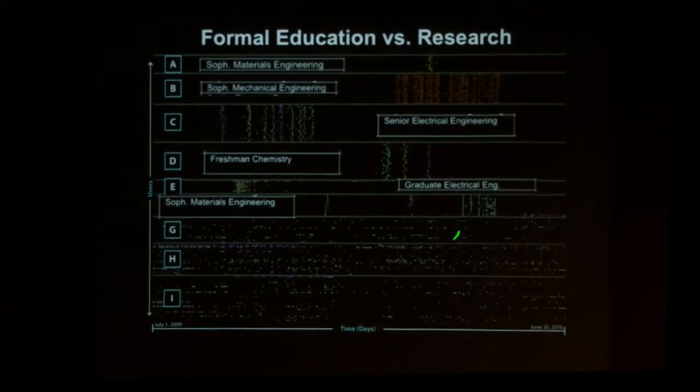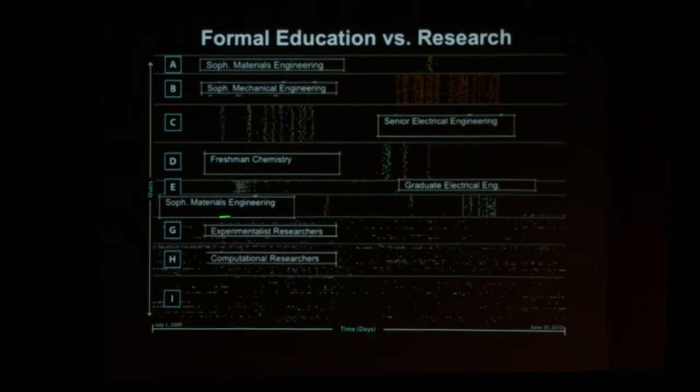And then we have people that are completely uncorrelated. I'll tell you later more how we know that these are experimentalists and how we know that these are computational researchers. And then we have a pretty big group we would call self-study users. I'll talk a little bit more about them as well.